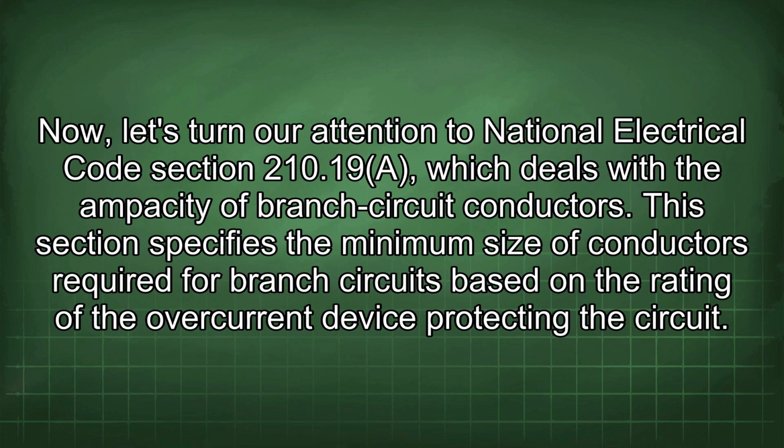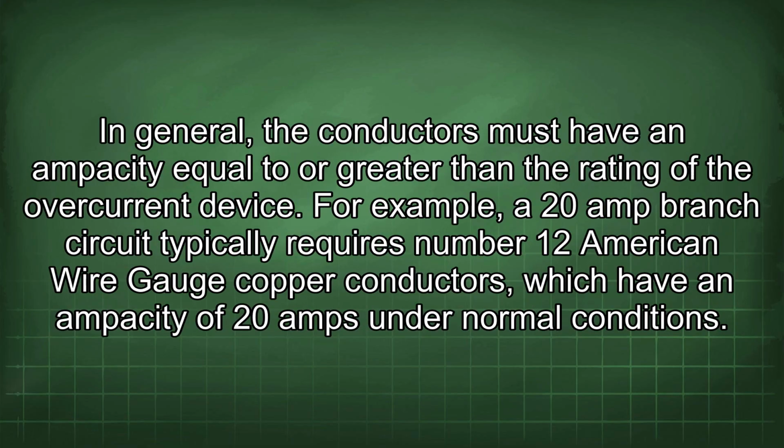Now, let's turn our attention to National Electrical Code Section 210.19(A), which deals with the ampacity of branch circuit conductors. This section specifies the minimum size of conductors required for branch circuits based on the rating of the overcurrent device protecting the circuit. In general, the conductors must have an ampacity equal to or greater than the rating of the overcurrent device. For example, a 20 amp branch circuit typically requires number 12 American wire gauge copper conductors, which have an ampacity of 20 amps under normal conditions.